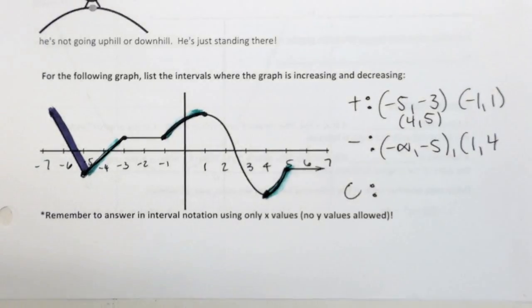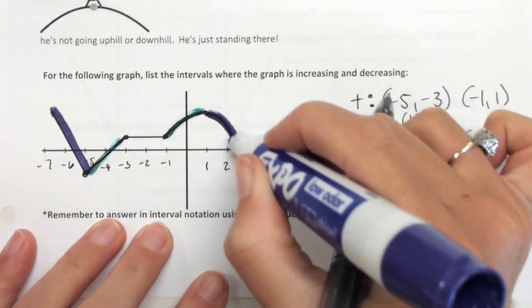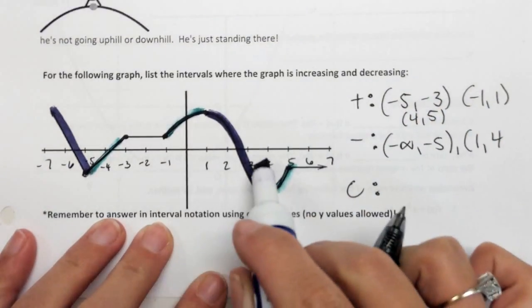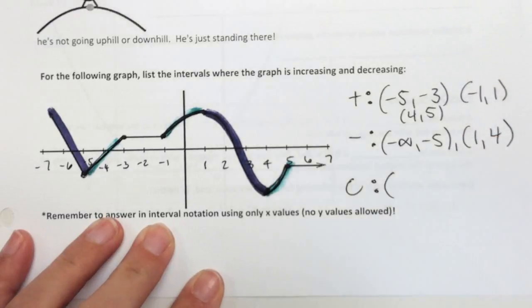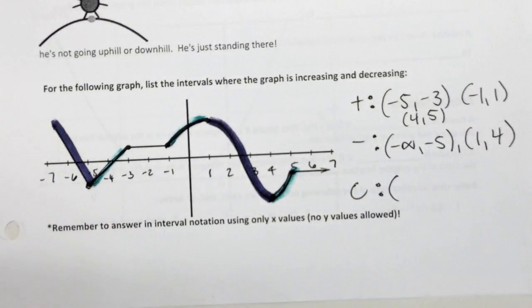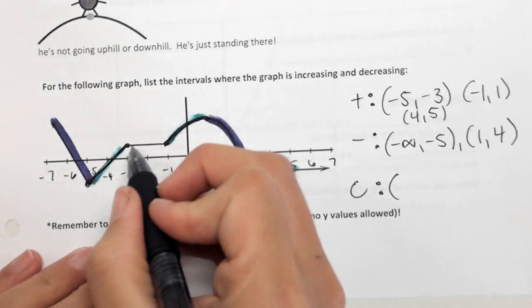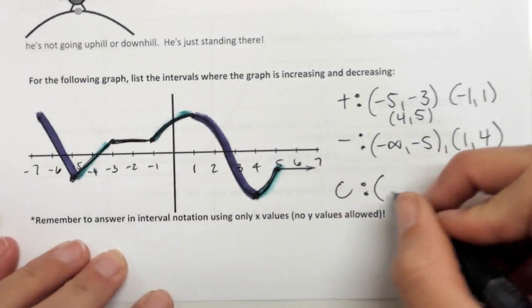1 to 4. Very good. Going downhill here, because you're going downhill from 1 to 4. Going down. What's the constant interval? 0, negative 3, 0, 1, 0, 5. Negative 3 to negative 1. Very good. Straight line right here.